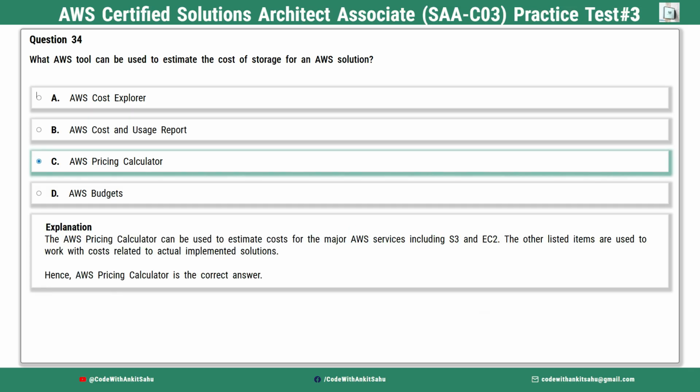Correct answer. Option C. AWS Pricing Calculator. Explanation: the AWS Pricing Calculator can be used to estimate costs for the major AWS services including S3 and EC2. The other listed items are used to work with costs related to actual implemented solutions. Hence, AWS Pricing Calculator is the correct answer.